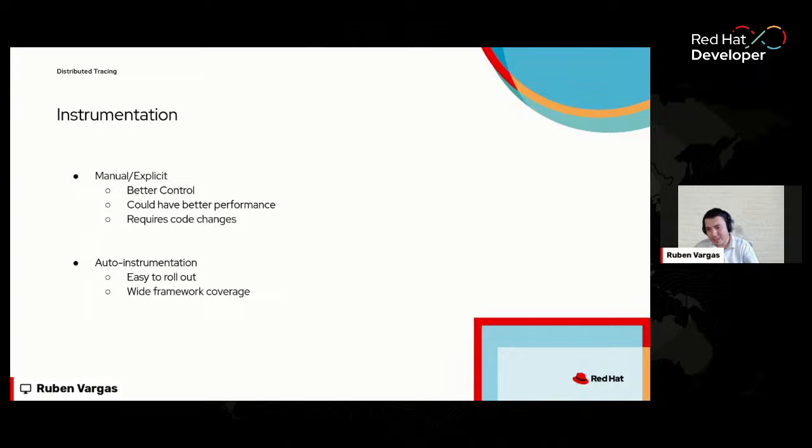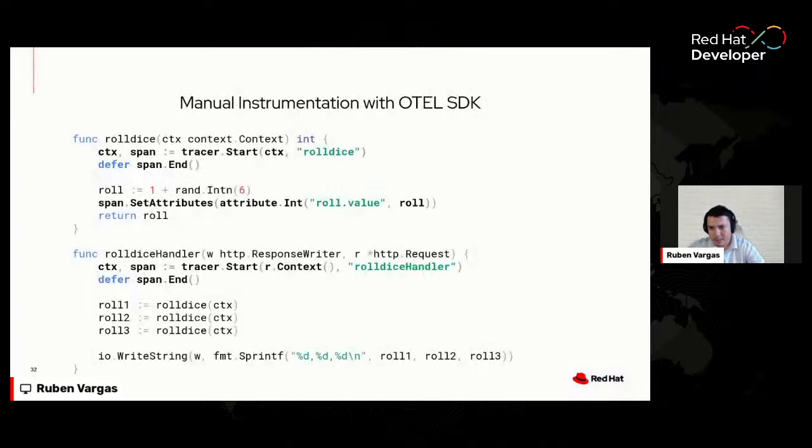And the other way is the auto instrumentation. It's easy to roll out and covers a lot of frameworks, but you don't have control. You are going to see spans, for example, for the gRPC request and for the database connections, but for business-specific things, you need to instrument manually.